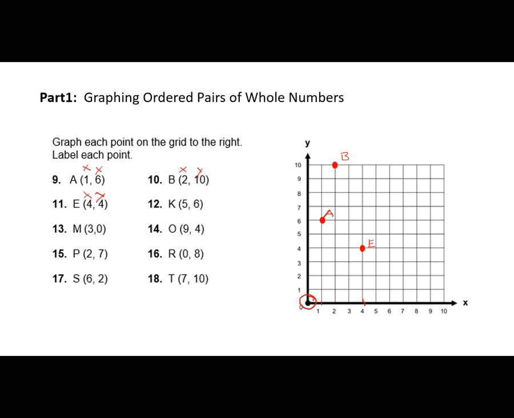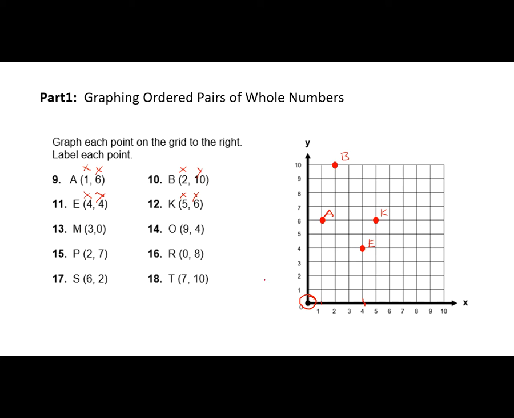K: start at the origin. Travel 5 on the x-axis, 6 on the y-axis, and here is K. Point K, the ordered pair for K: the x-axis is 5, the y-axis is 6.